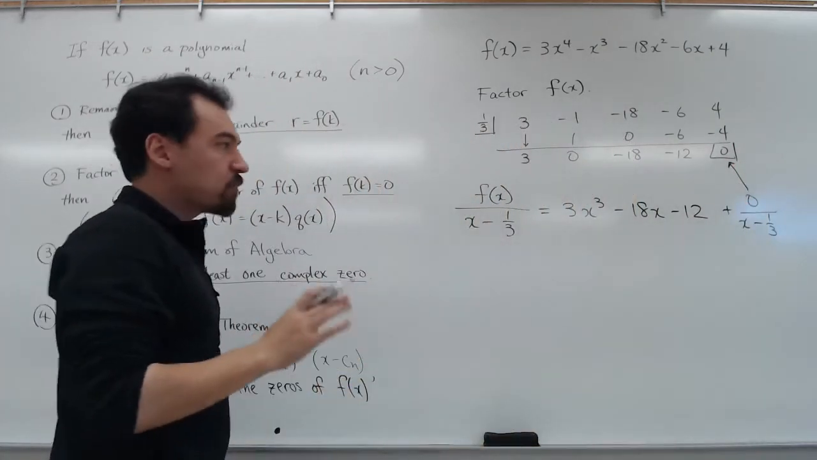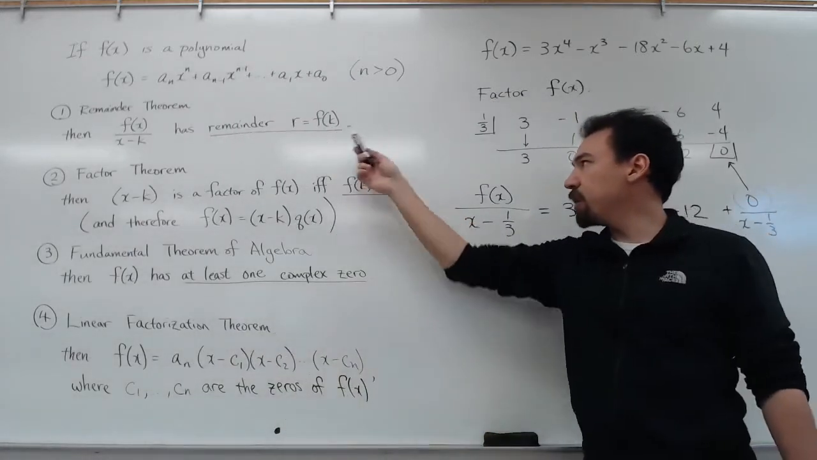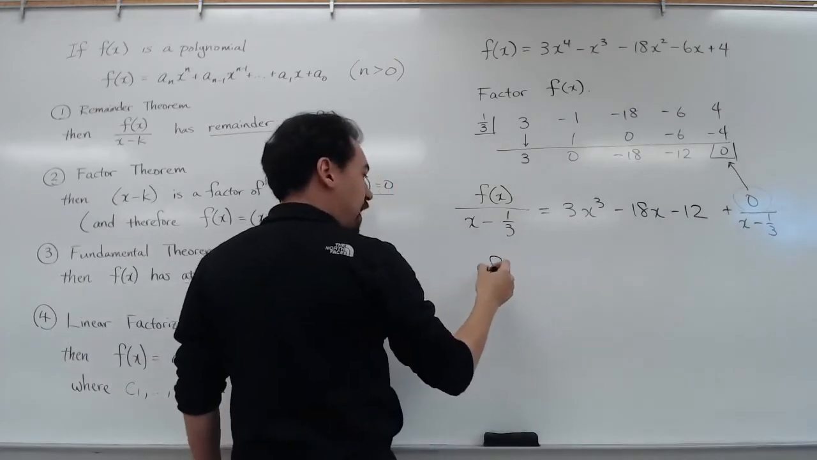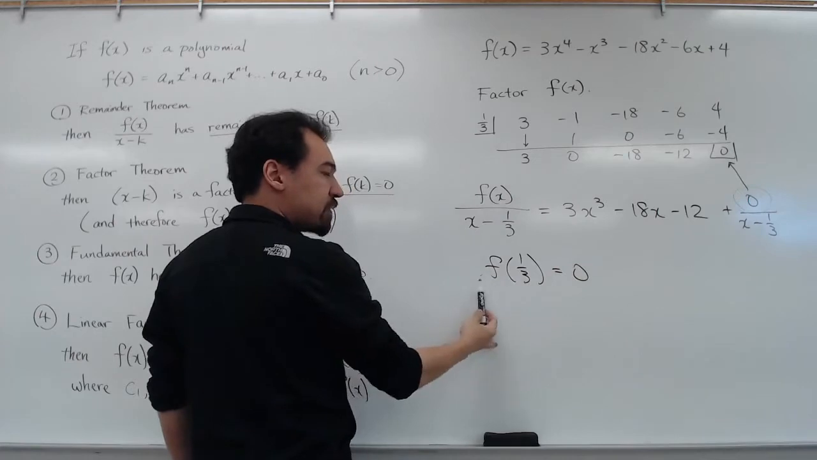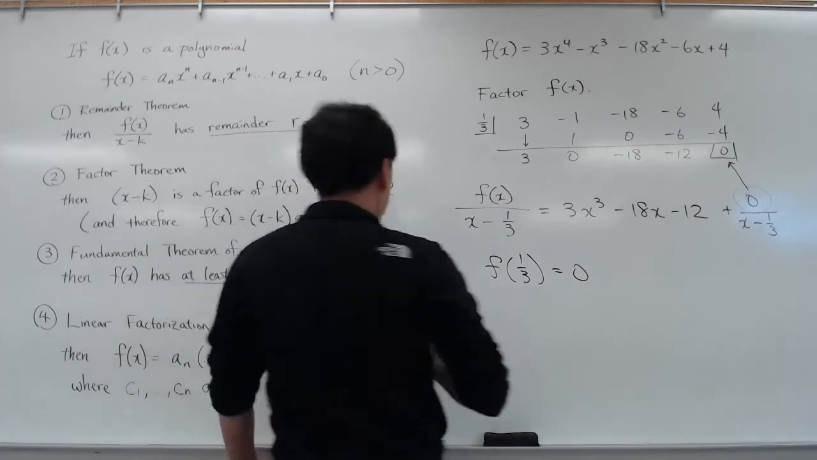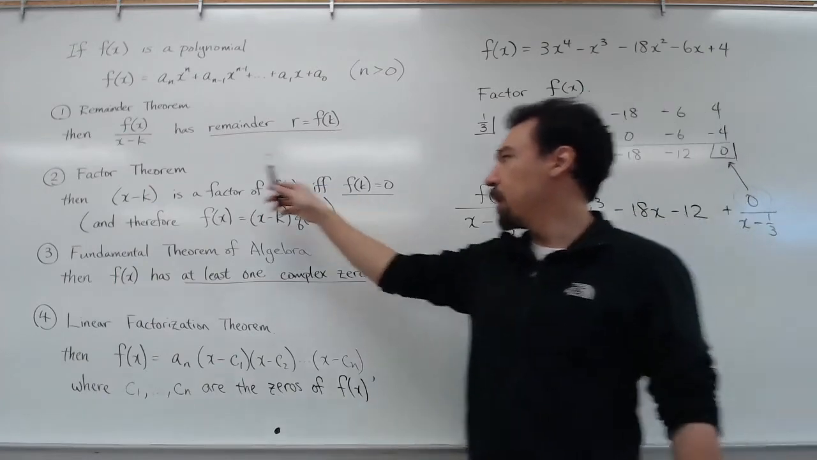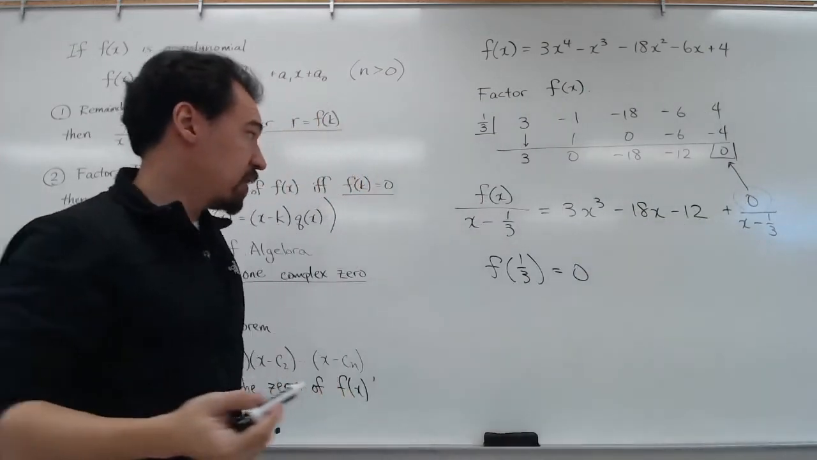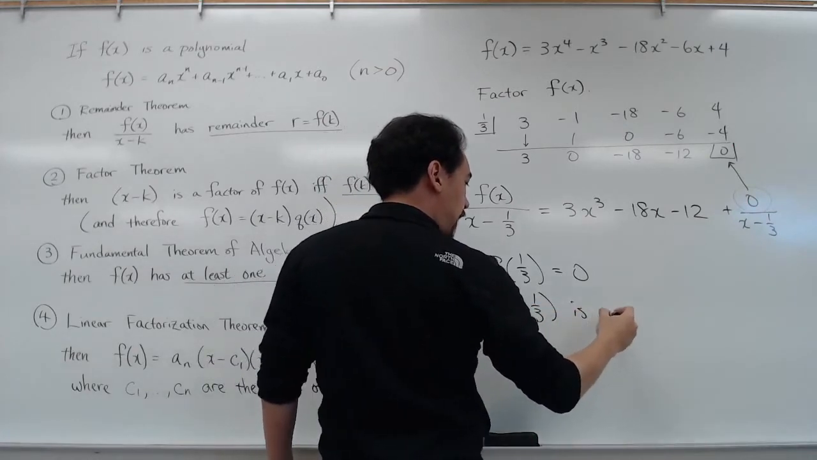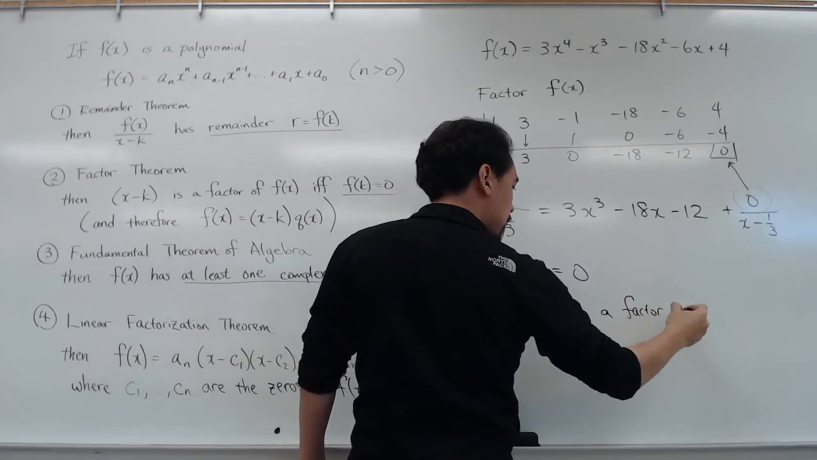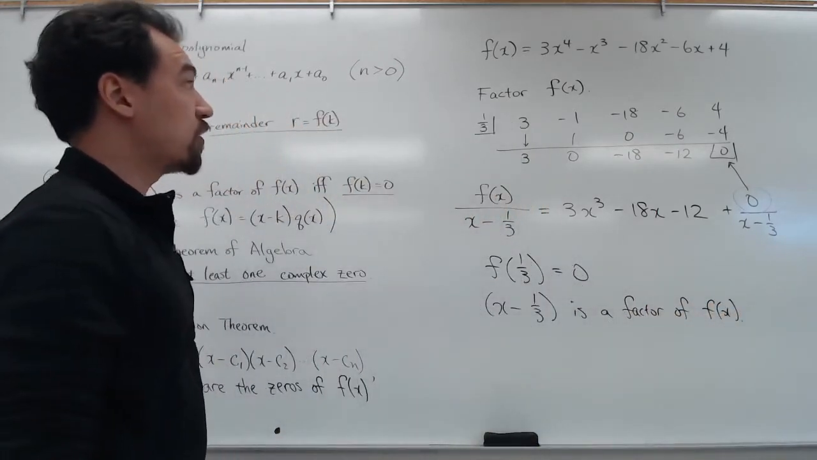Now, as a result, because we got this remainder of 0, we can use the remainder theorem to say, oh, I see. So f of 1/3 is equal to 0, right? 1/3 is a 0 of f of x. And then we can turn around and say, by the factor theorem, once you have discovered a 0, you know that there is a factor. So you know that x minus 1/3 is a factor of f of x. Now, as a result, what can you do?